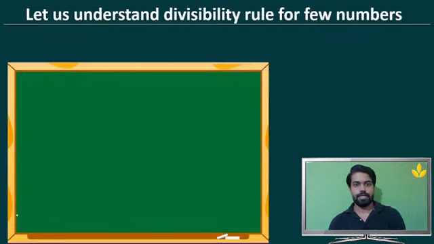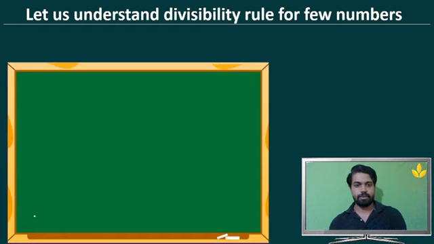So let us understand the divisibility rule for a few numbers. What is a divisibility rule? For example, if I am saying a number x is divisible by 5, what is the rule it has to follow? By looking at the number x itself, I should be able to say whether it is divisible by 5 or not. So let us see exactly what this is.